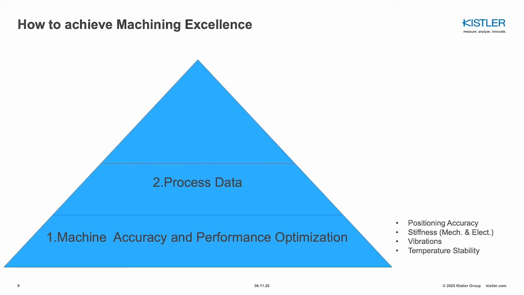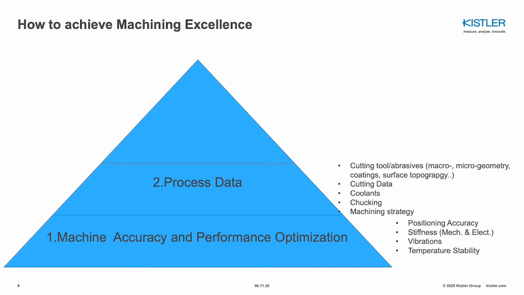And the second step, of course, you need to apply the best process data, the settings, into your process. And it can be the best cutting tool or abrasives, the geometry of such, the coatings, the topography, and so on, the cutting data, coolants, chucking, the machining strategy, how many cuts you should do, in which directions you should make your movements, and so on, because there will be differences.